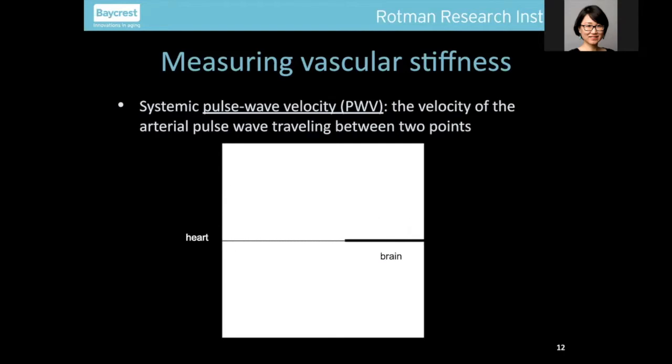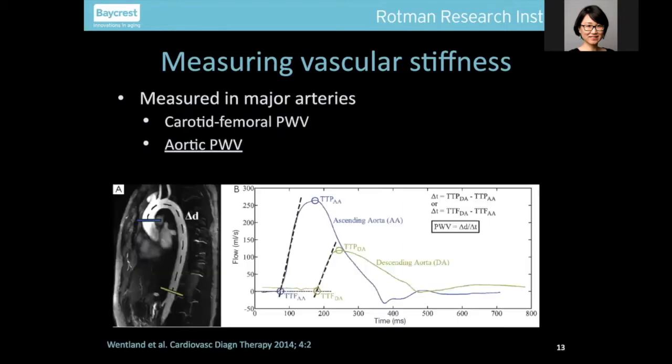So the vascular system is less able to absorb the shock, as it were, from the cardiac pulse wave, and this is what happens in aging. So if we have a higher pulse wave velocity, that is indicative of higher stiffness. This has been used for many years, and there are two main ways in which pulse wave velocity is measured. One is carotid-femoral, and another one is aortic.